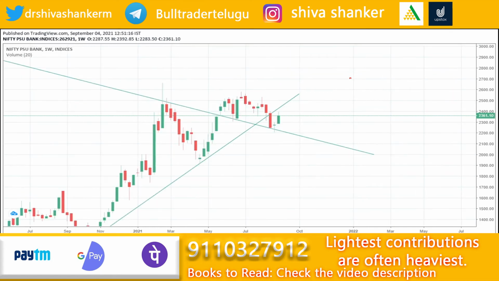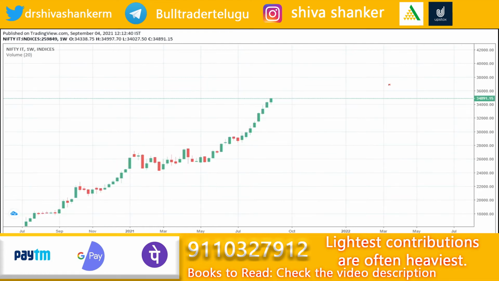And coming to the PSU banks, even this PSU banks index is taking the support of this long-term downtrend line, and it has rebounded twice from this level, and here it has formed a morning star candlestick pattern, and we can expect a good rally in the upcoming week. So if both private banks and PSU banks work together, we can expect a rally in Bank Nifty. So we can invest in both private banks and PSU banks for the upcoming 2 to 3 months, so that we can expect decent returns.